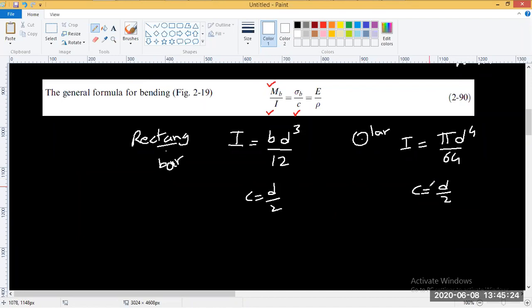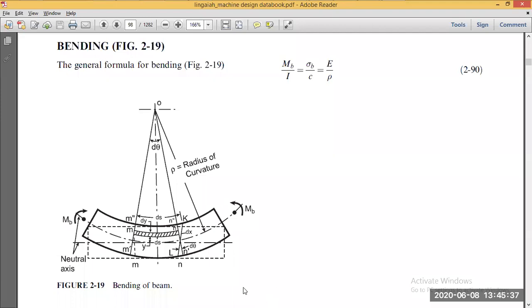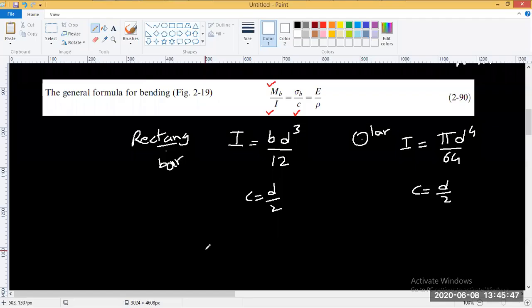Now, since I know these three values, I know the bending moment, I know the moment of inertia, I know the distance from the neutral, the centroidal axis. The centroidal axis is the central axis which I showed you, the neutral axis. From there to any of the inner or outer fibers is called C, the center distance. That's how you get the value of C.